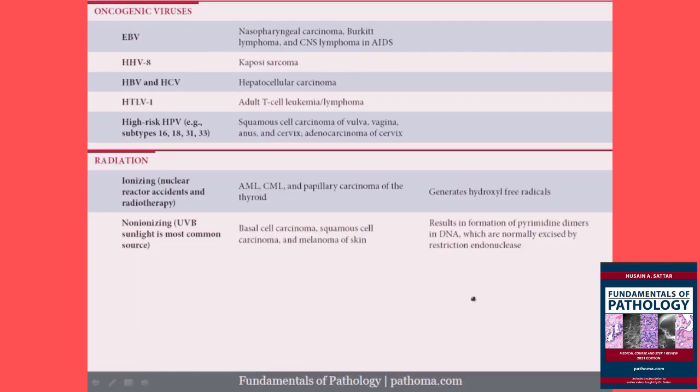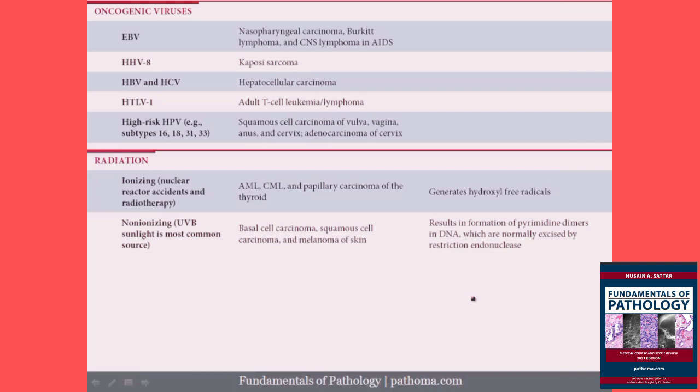Now, the second category of carcinogenic agents are oncogenic viruses, and each of these are super high yield because they're related to microbiology and because they can tie into the molecular biology of cancer as well. So let's walk through them one by one.